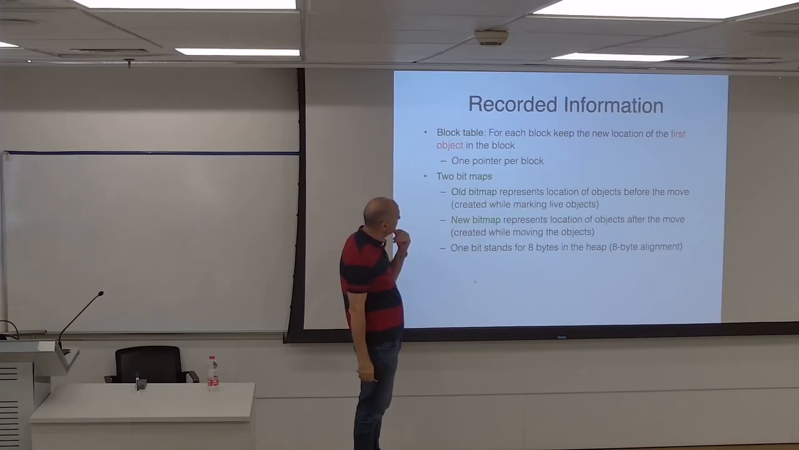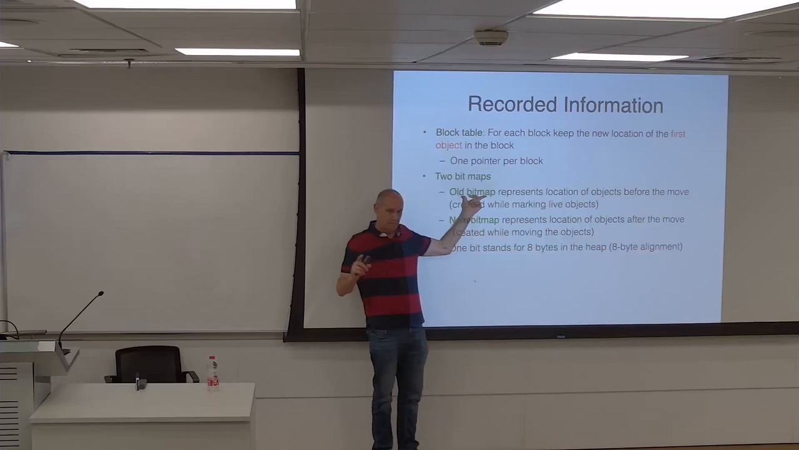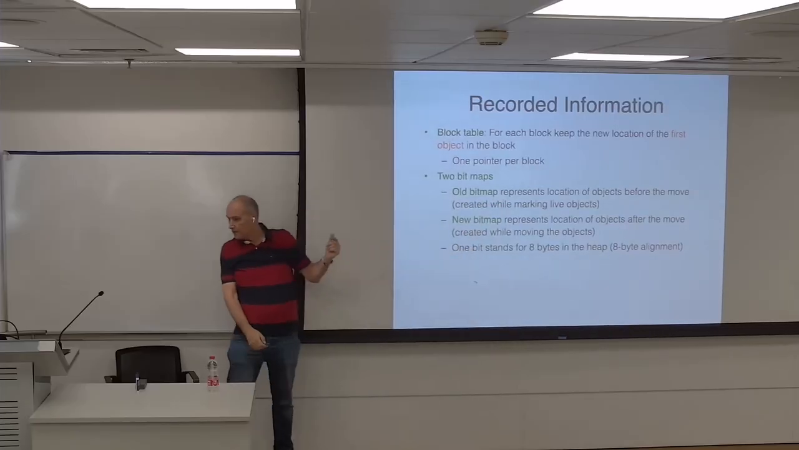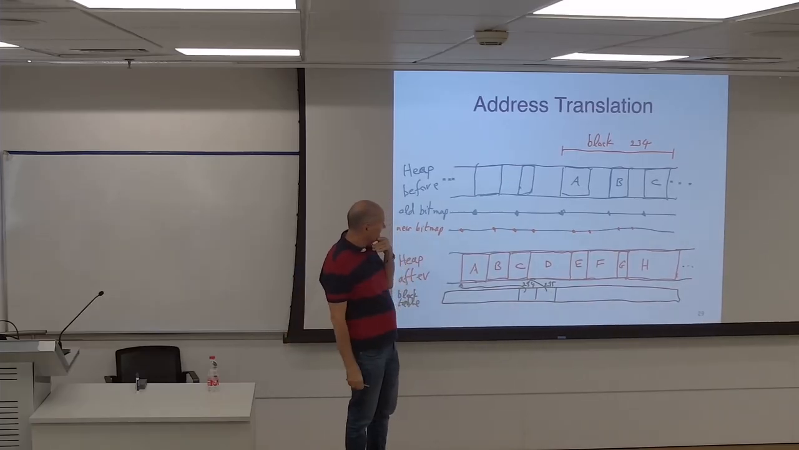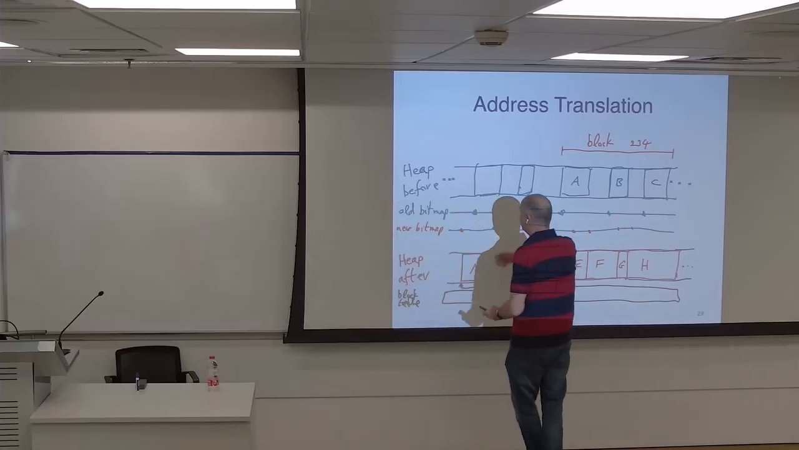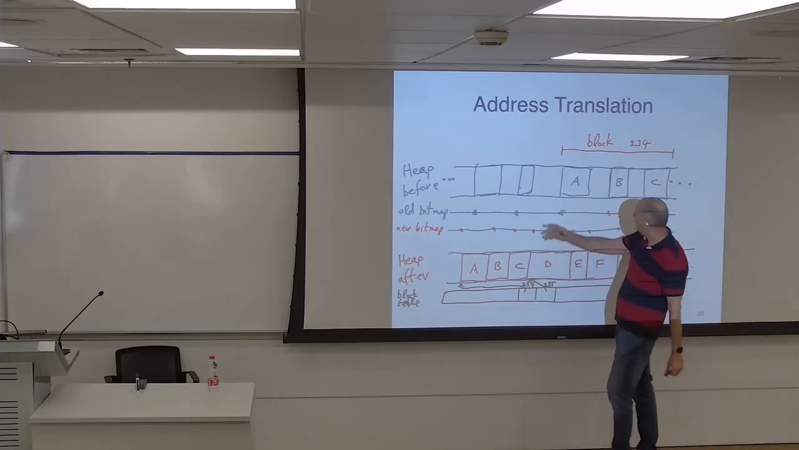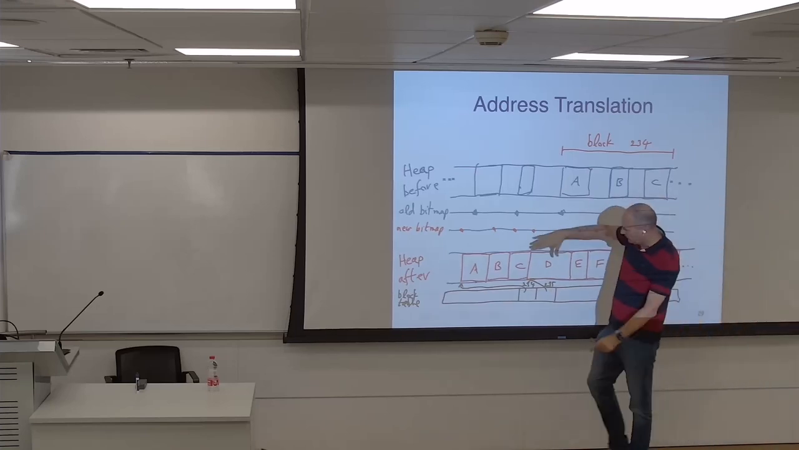Now, I'm also going to use two bitmaps. There is the old bitmap: before the move, there is a bit wherever an object starts. And in the new bitmap, there is a bit where an object starts after the move. I have a drawing that I usually do on the whiteboard, but let's look at it. So I have the heap before the compaction and the heap after the compaction. And this is a block. It has three objects, A, B, C, and they move here.